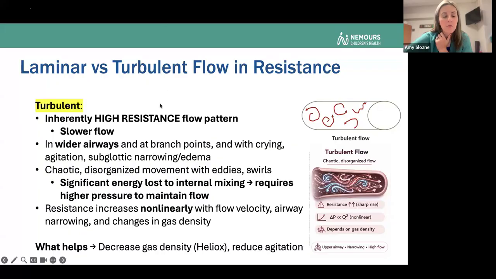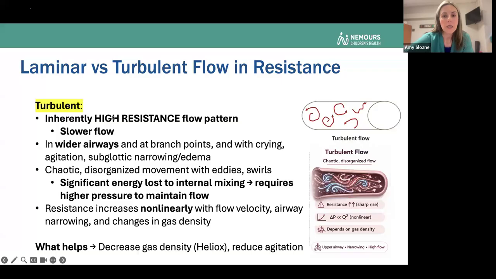This is just tied into clinical practice. A lower gas density, so using something like Heliox, can reduce your turbulence. Also minimizing agitation, keeping the baby calm, can help to maintain smoother, more efficient airflow, which of course we see in clinical practice with the use of sedation.